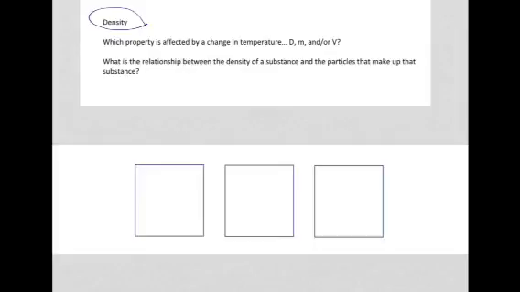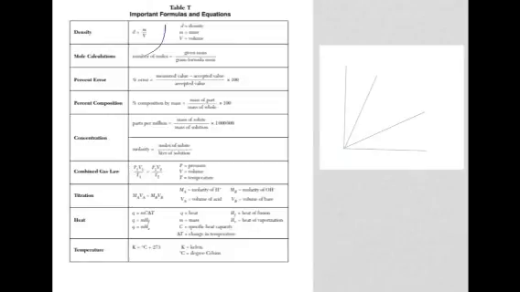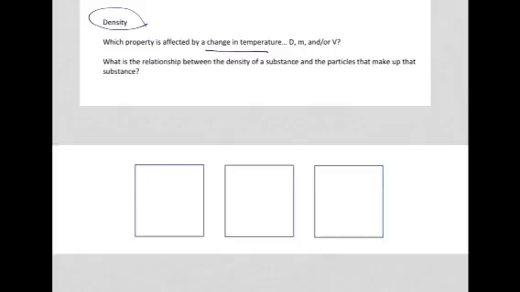For density, which property is affected by a change in temperature? Well, if for some reason you forget the density equation, which of course you knew long before going into your chem class, remember on Reference Table T, there is the density equation. So D is equal to M over V. And what changes with temperature?